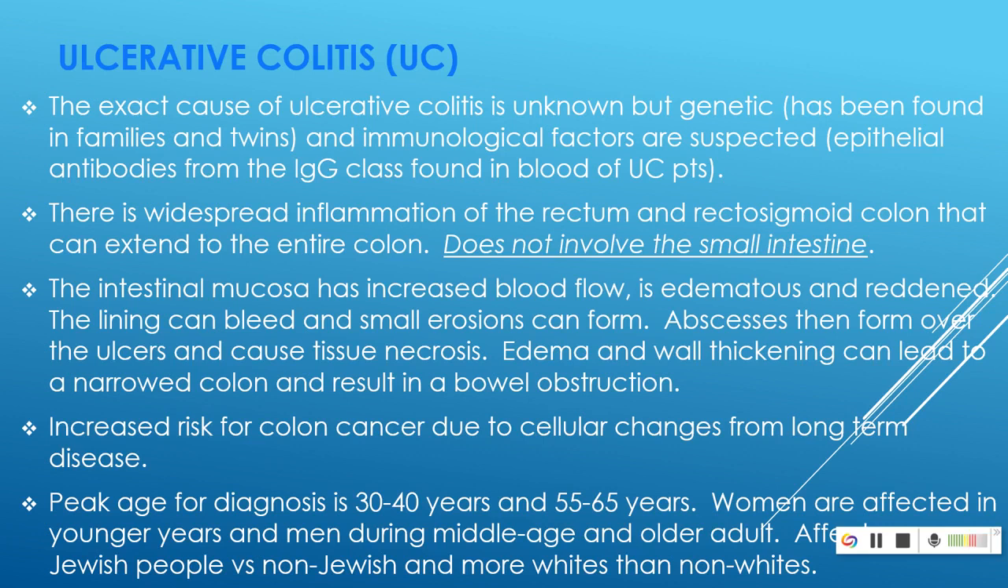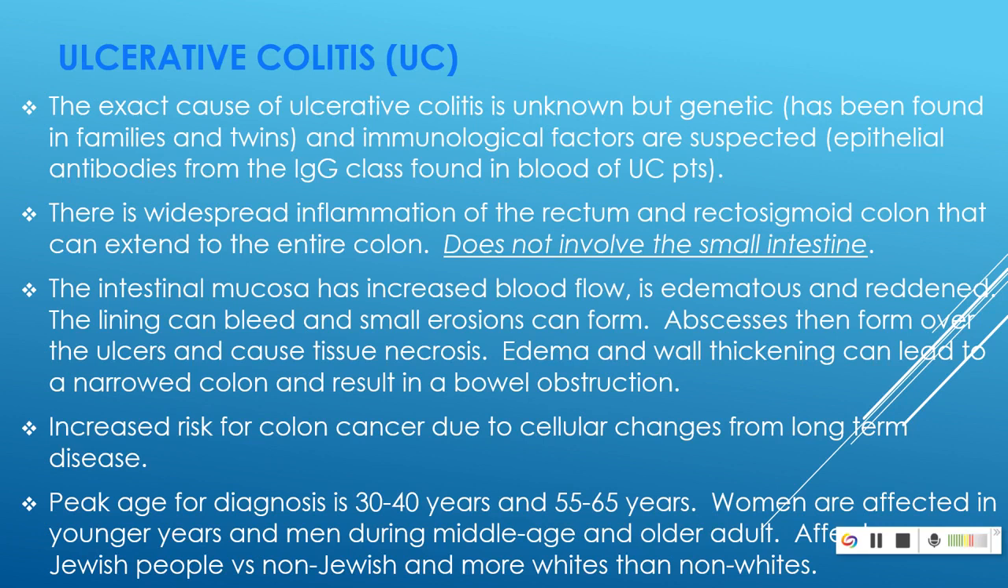Why do I point this out? Well, didn't we discuss at our last lecture that most of our nutrients are absorbed in our small intestine? So if I'm not having an issue with my small intestine, I'm not going to have to worry about nutrition as much. The intestinal mucosa has increased blood flow, it's edematous and reddened, the lining can bleed, and small erosions can form. So that's where you got the ulcerative. Abscesses then form over the ulcers and cause tissue necrosis.